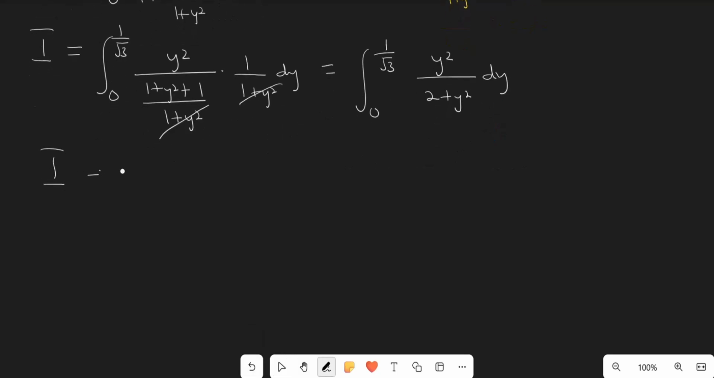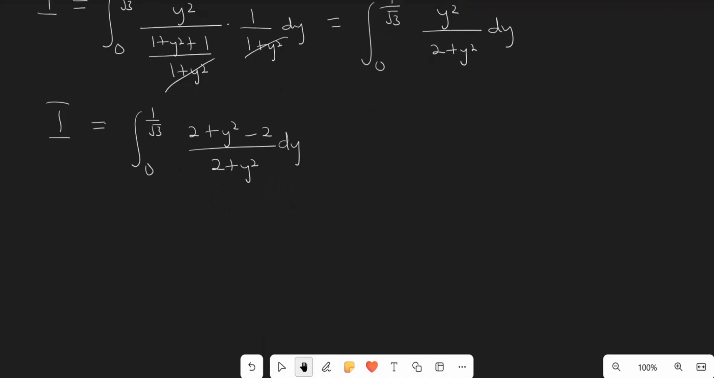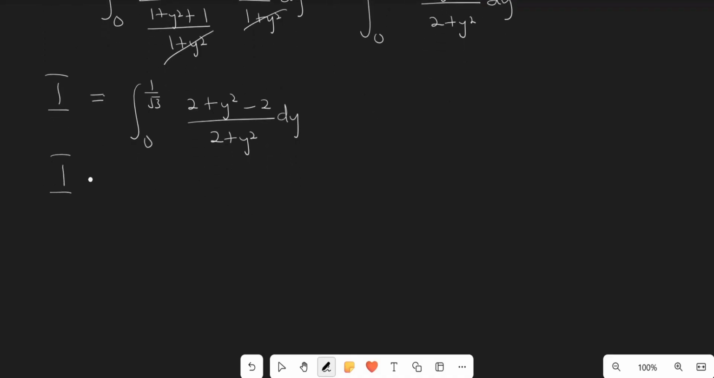So that integral, I'm going to add 2 to the numerator and subtract 2. So I will have 2 plus y squared, and then to nullify this 2, I have to subtract 2 again, and then 2 plus y squared, and then dy. Now I can split this integral into two different integrals.